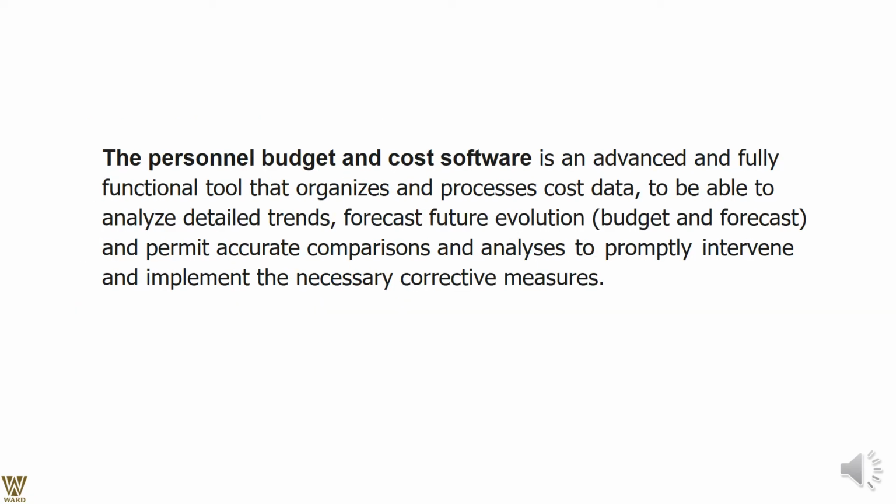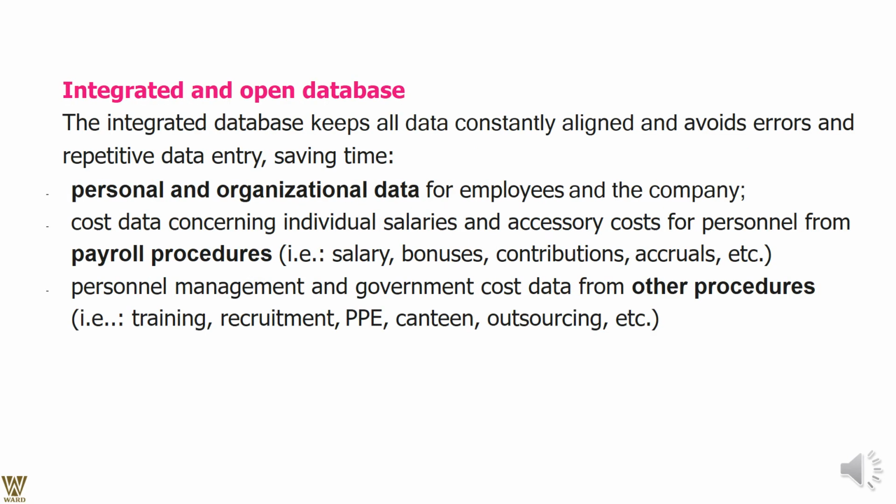So personnel budget and cost software is basically an advanced, fully functional tool that organizes and processes cost data, that is able to predict the trends, that is able to keep you a step ahead of the evolution of what exactly is going to happen. It is going to give an exact comparison between what is happening, what was detailed, and what is projected. So you can promptly intervene and implement the necessary corrective measures.